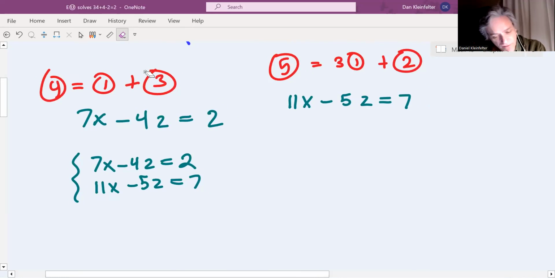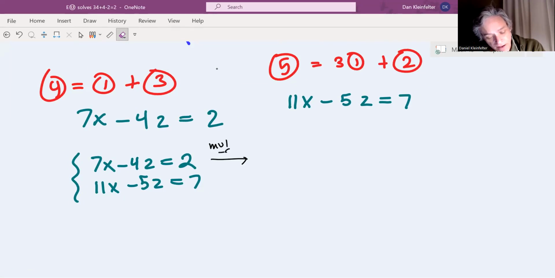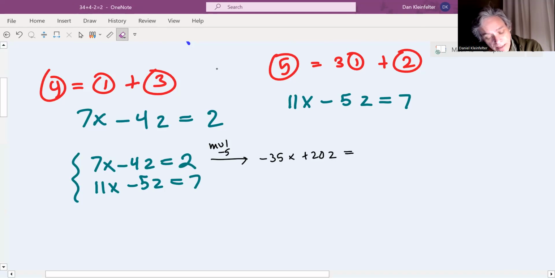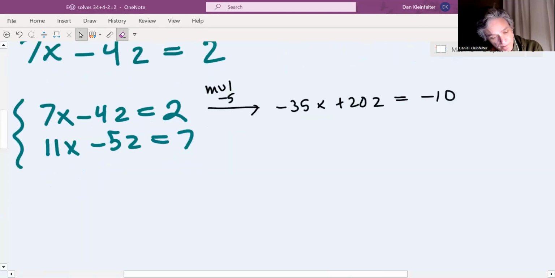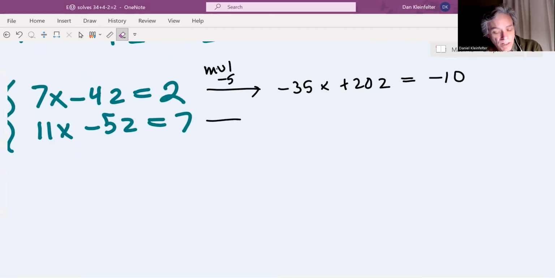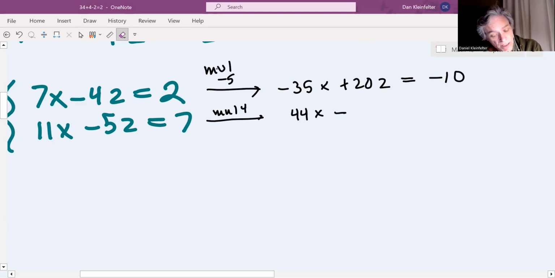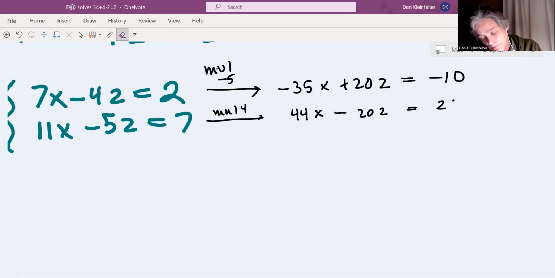So we're going to multiply the first equation by 5. So actually, let's make that negative 5. If we make that negative 5, we'll have negative 35x plus 20z, and that's equal to negative 10. And then our second equation, we're going to multiply by 4. Then we will have 44x, and we'll have minus 20 z's, and then that will be 28.